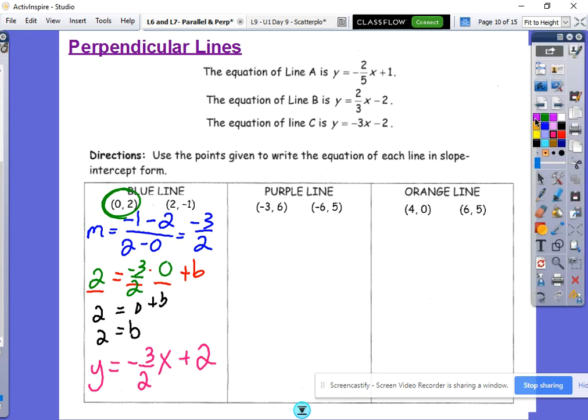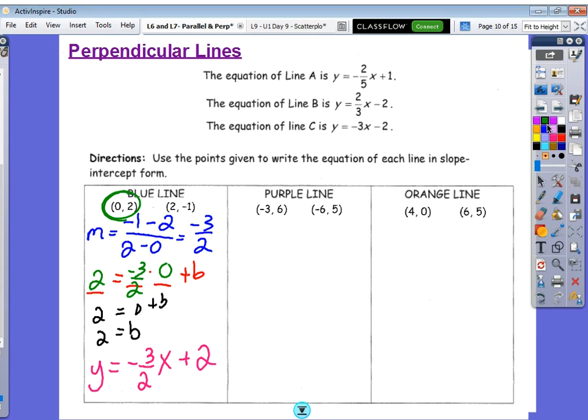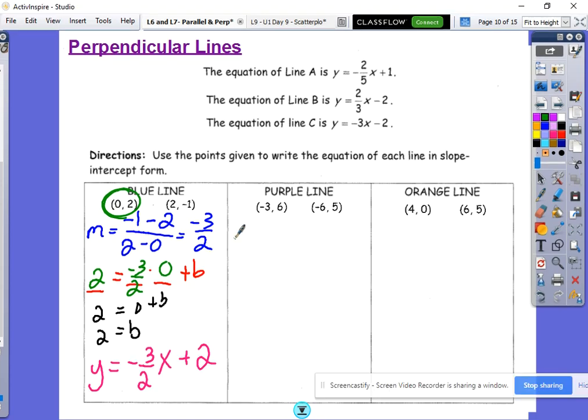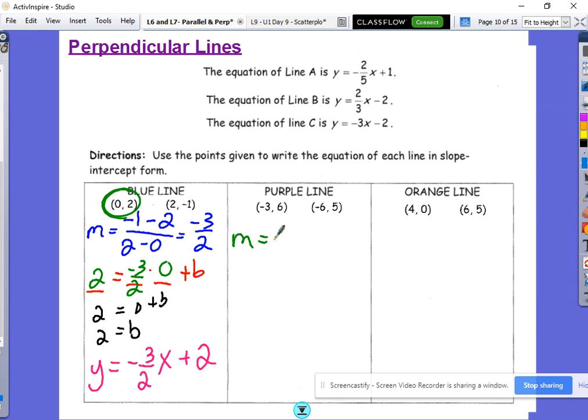Okay. Same thing goes for the purple and the orange. So press pause, go ahead and try and find those two equations, get some practice doing this, and then I will show you what it looks like on the other end.